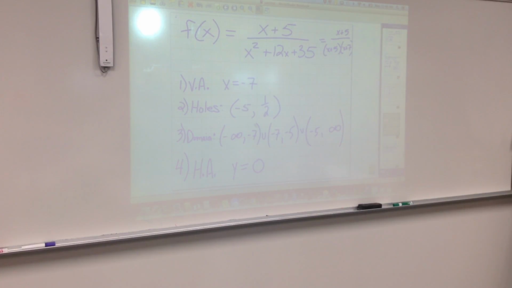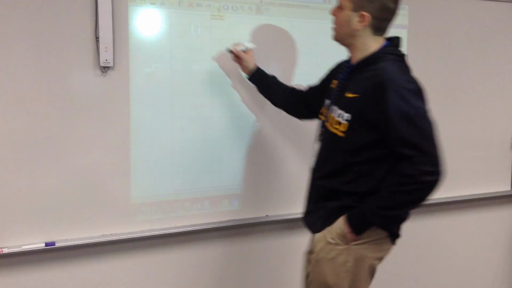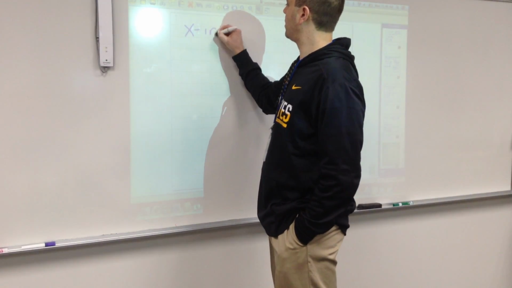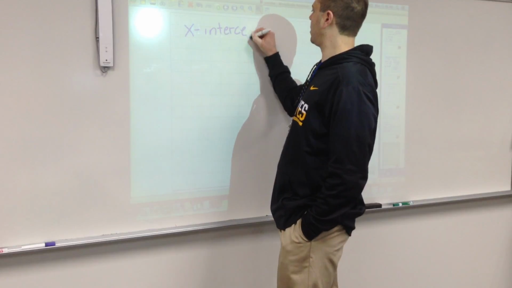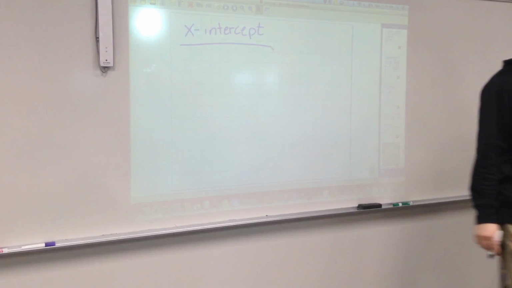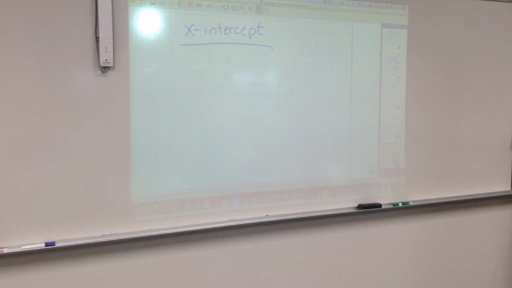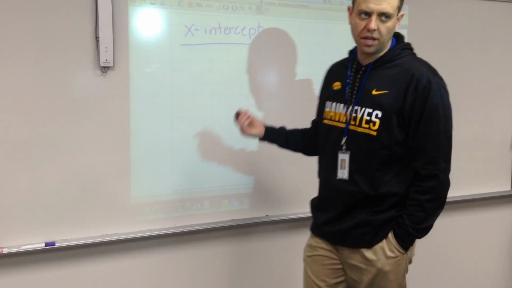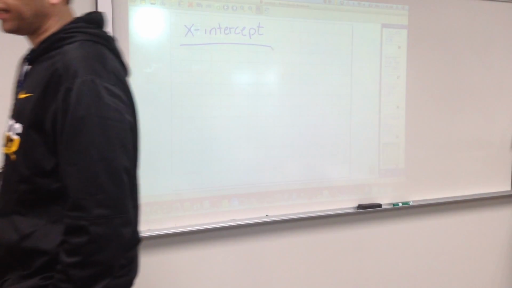Okay? Then the last two things I want to get here are x and y intercepts. X-intercept. What is an x-intercept? Nice, where the graph crosses the x-axis. The x-intercept is where the graph crosses the x-axis.